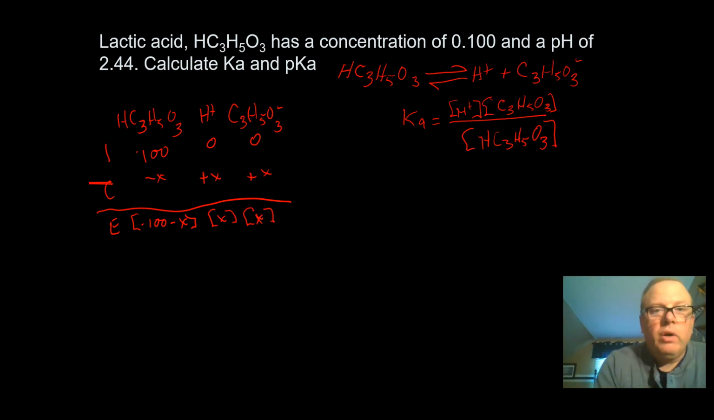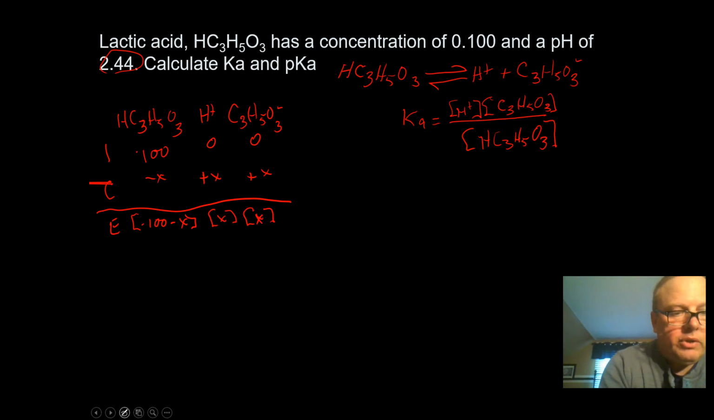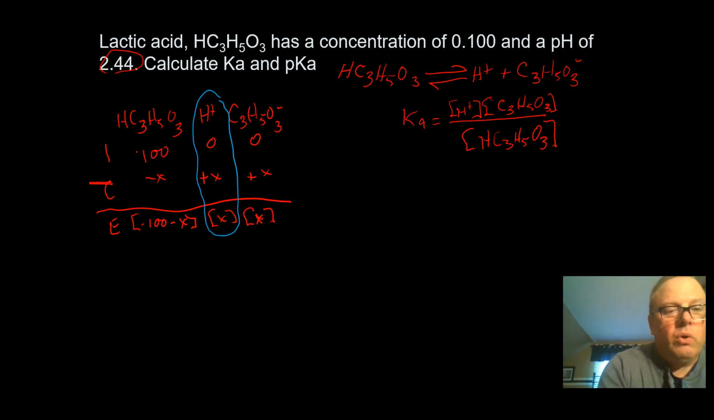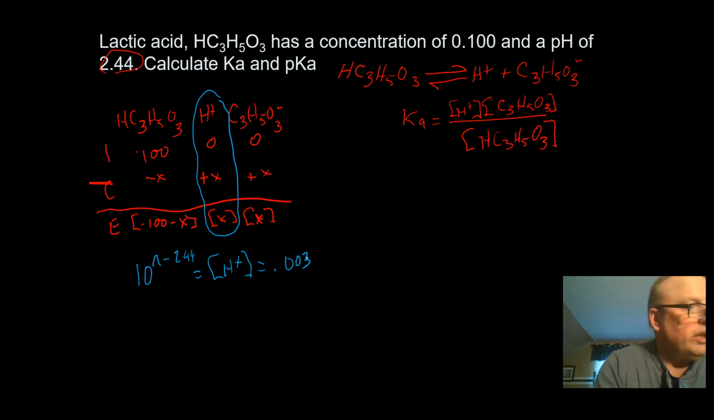Okay. Now, it says here that the pH is 2.44, so that's going to let us know what x is. Because the hydrogen ion concentration is equal to that. That means that this is going to tell us what x is. So if I take the inverse log of negative 2.44, that will equal my hydrogen ion concentration. And I did that, and I got a value of 0.00363.